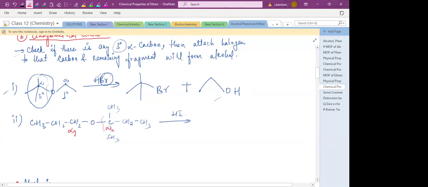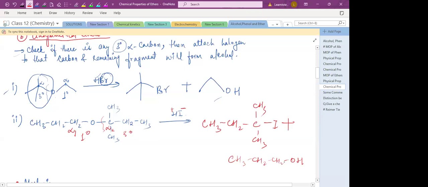So you have to break this bond from here and attach this iodine which has a negative charge, and this will have the positive charge. So आपको iodine किससे attach करना है? This alpha 2 because this is a tertiary. This is your primary. So you will get CH3, CH2 carbon and your iodine, CH3, CH3. Plus the remaining fragment will form the alcohol CH3, CH2, CH2 and OH. You will get propanol.